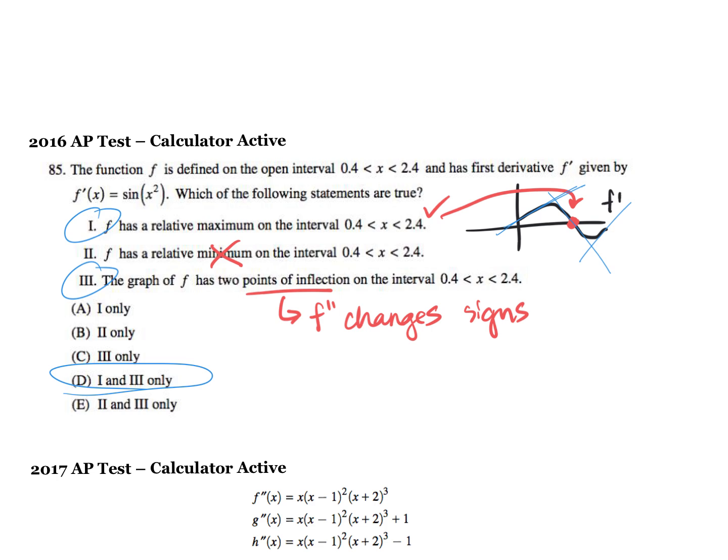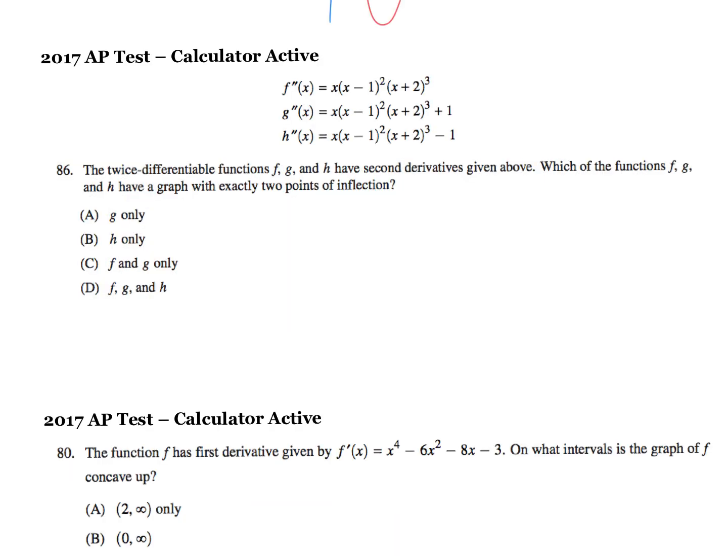If this is a graph of f double prime, I'm even going to just sketch it so we got it. Does my f double prime change signs twice? Yeah, positive to negative, negative to positive. So you could have done that from either graph. Sound good? Okay.